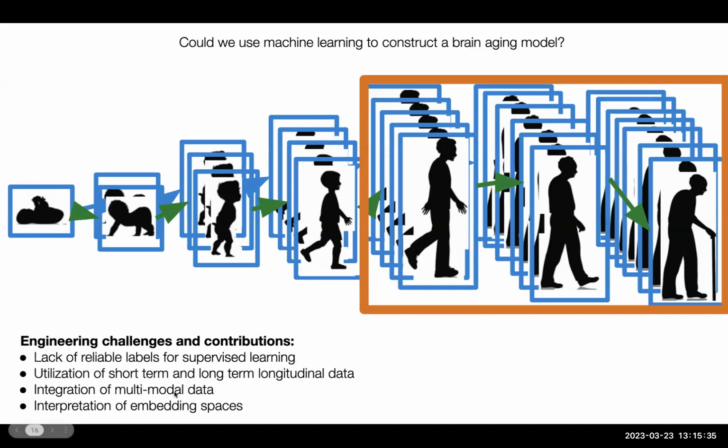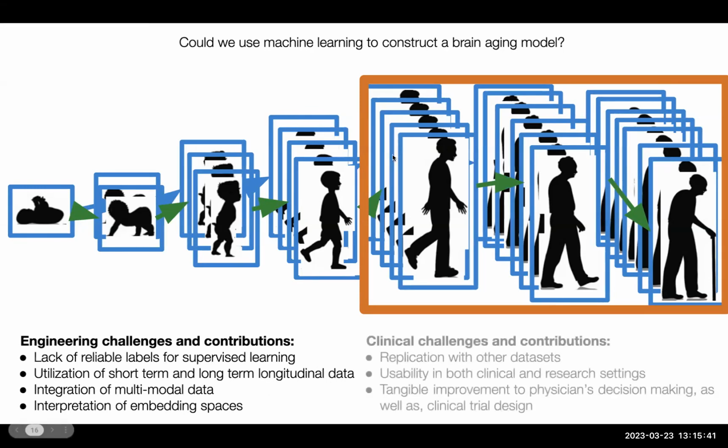Integration of multimodal data. The other aspect is, in order to better understand aging, we need to focus on multiple different data sets: imaging, genomic, proteomics, different types of brain imaging. So that's another challenge that we have. How do you bring in all these different modalities?